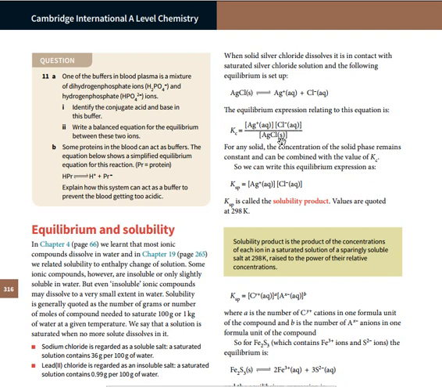Now the solubility product is the equilibrium constant. What is the equilibrium constant of this reaction? Kc equals the concentration of silver ion aqueous times the concentration of chloride ion aqueous, divided by the concentration of solid silver chloride. You need to know that the concentration of a solid is given as 1, whether it is silver chloride or any solid.